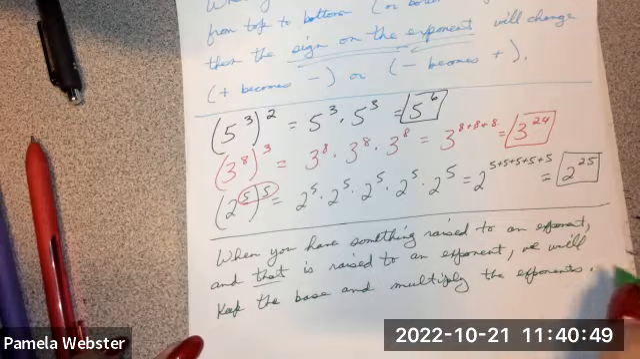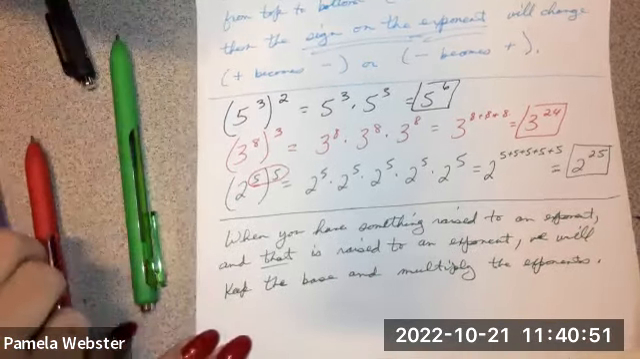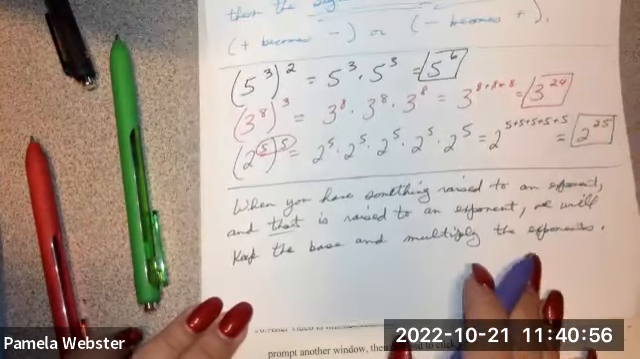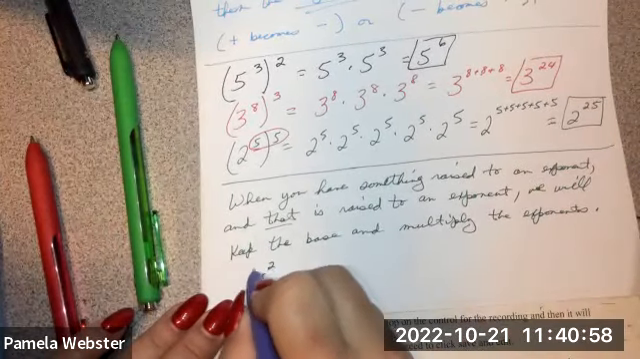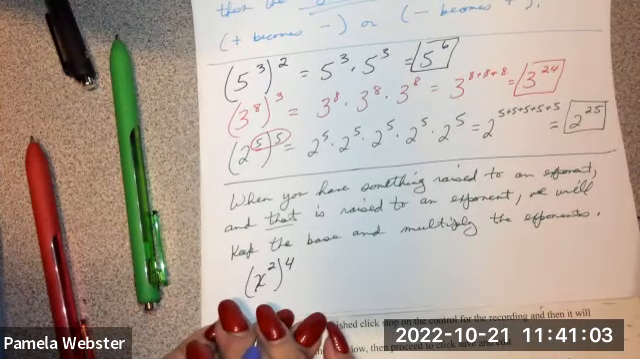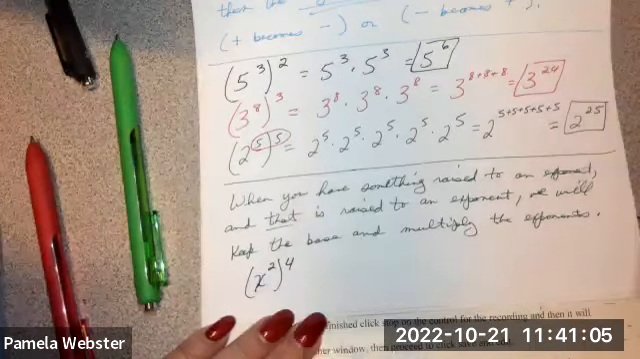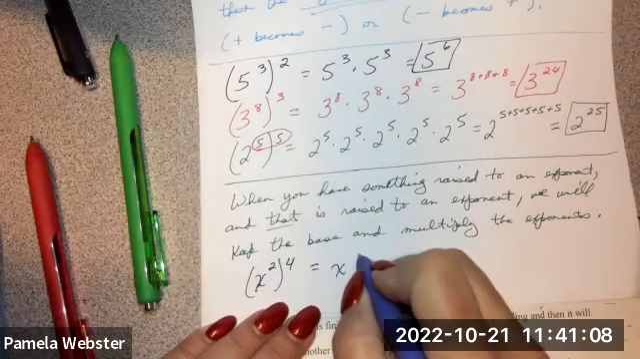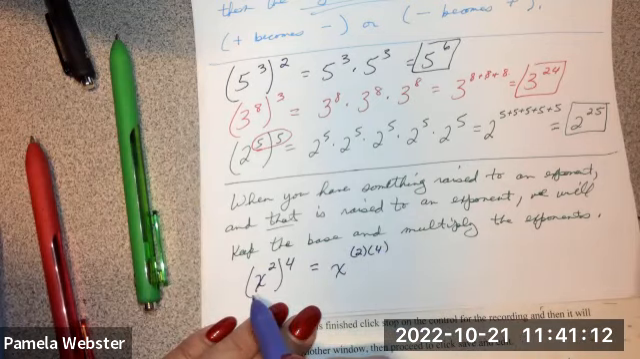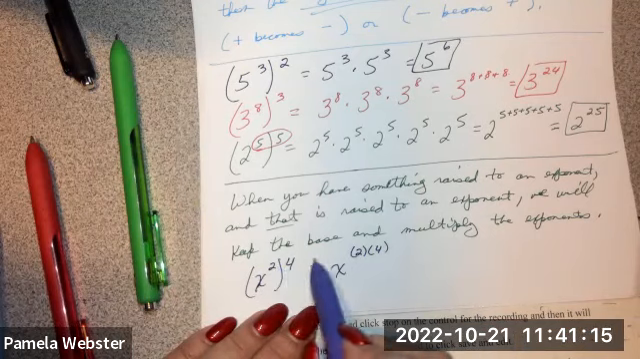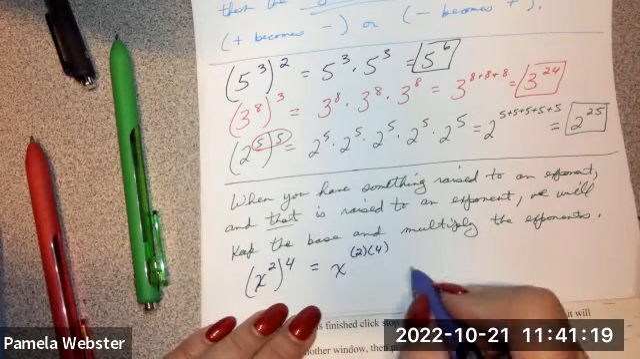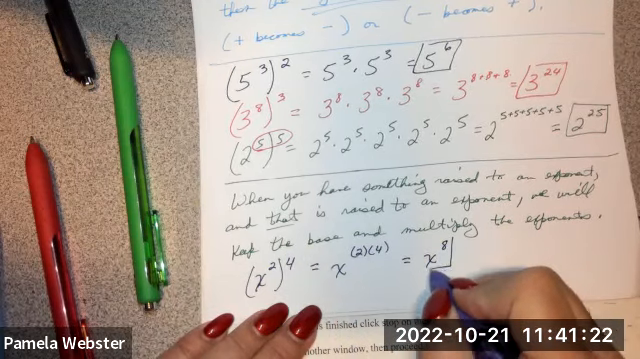Okay, so what does that look like with variables in the mix? It might be something like x to the second raised to the fourth power. You can multiply all those out, x squared times x squared times x squared times x squared if you want to, or you can say this is x to the 2 times 4. That's what it means. Keep the base the same, multiply the exponents. And we know order doesn't matter, so if you wrote 4 times 2, we still get x to the 8th, right?